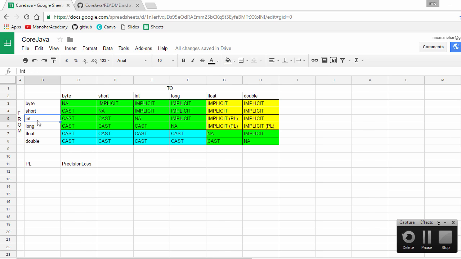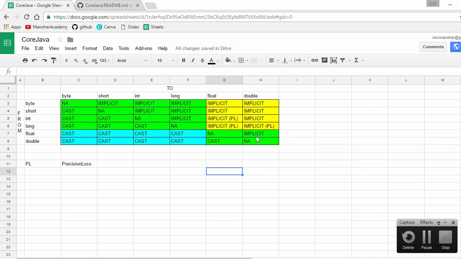So integer is 4 bytes, so is float, but float has only 6 or 7 digits of precision, but integer has almost 9 digits, right? So there is always going to be loss of precision. So in these three conversions, int to float, long to float and long to double, there is going to be loss of precision. But we said into double it can be implicit, and there won't be any loss of precision. That is the only case you need to remember. Okay, that is all about type conversion.